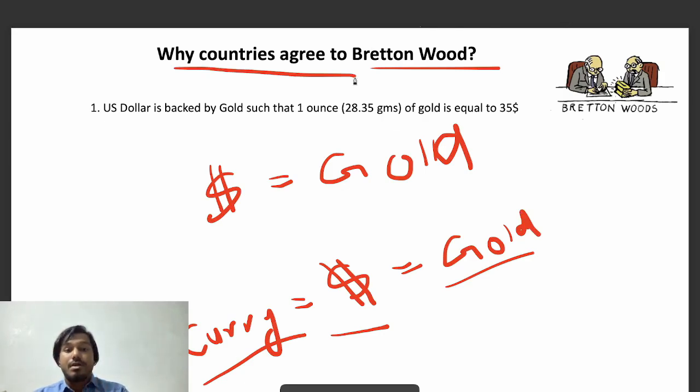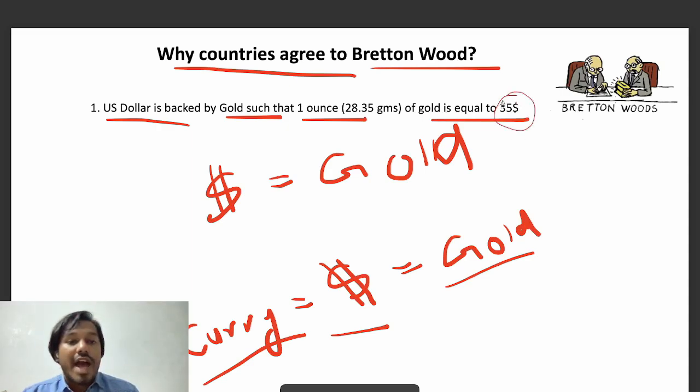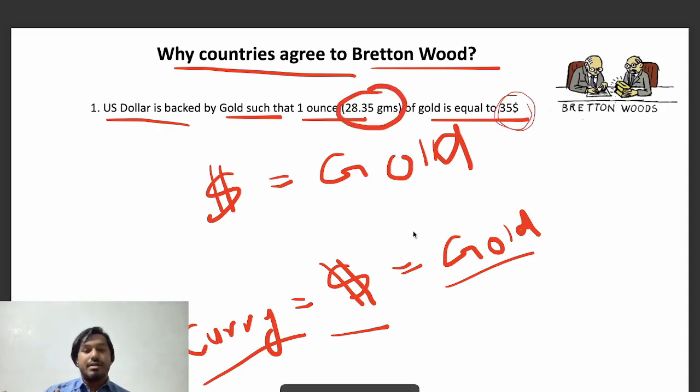First of all, the most simple one is that the US dollar is backed by gold. One ounce, which is basically 28.35 grams of gold, is equal to $35. So if you have $35, you will get around 28.35 grams of gold. That's basically the exchange rate between gold and the dollar at that point in time. The first reason is that America said if you own a dollar, you can convert your dollar to gold. If you have $35, you can convert it into 28.35 grams.